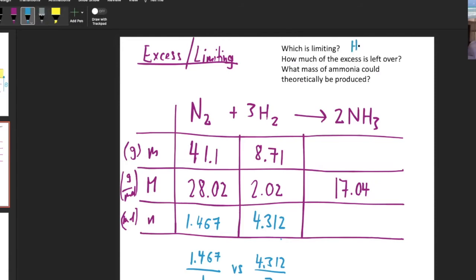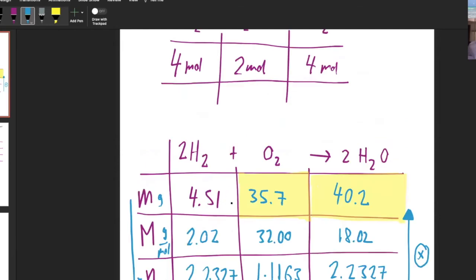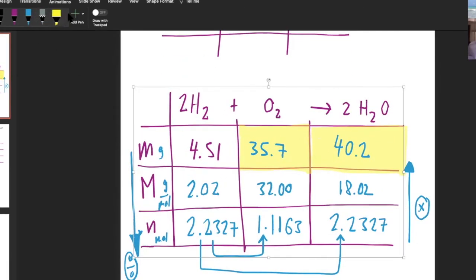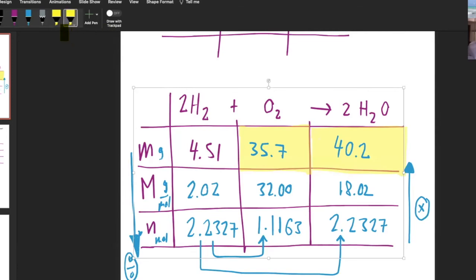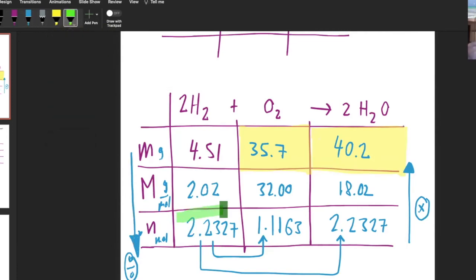Hydrogen's limiting. And this is the key. Remember over here, we used this number and we jumped around the table? Which number was critical to jumping around the table? This number was the critical number. That number told us everything, right? It was kind of like our currency. Imagine you're talking about money, right?